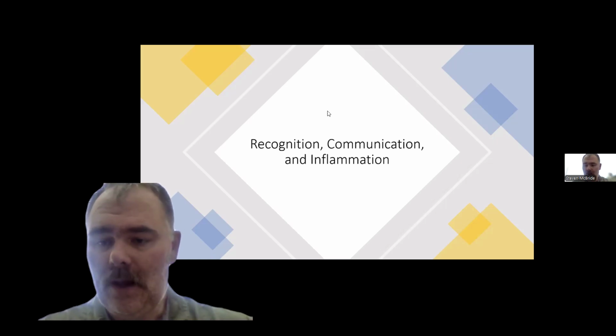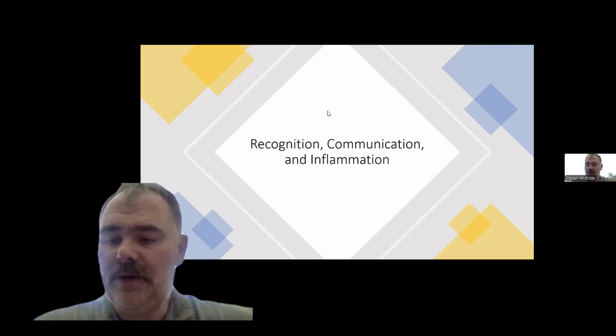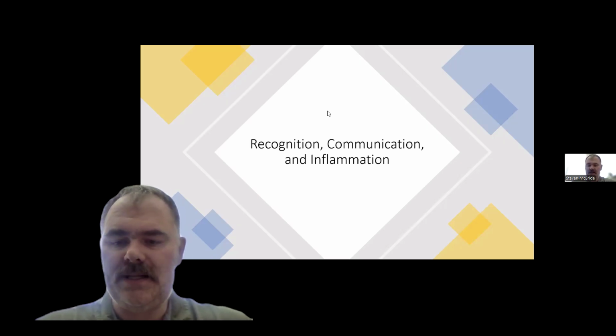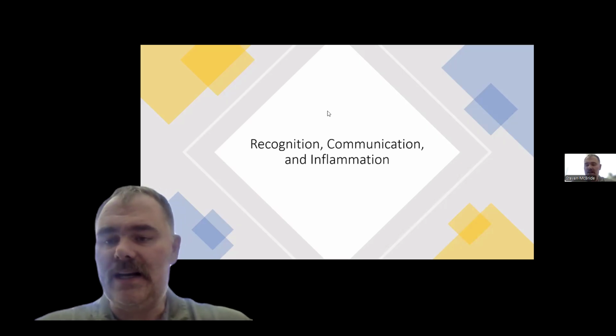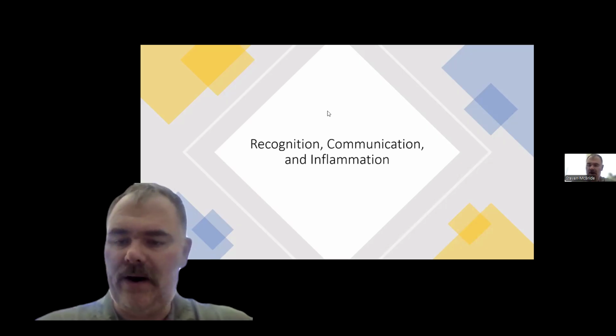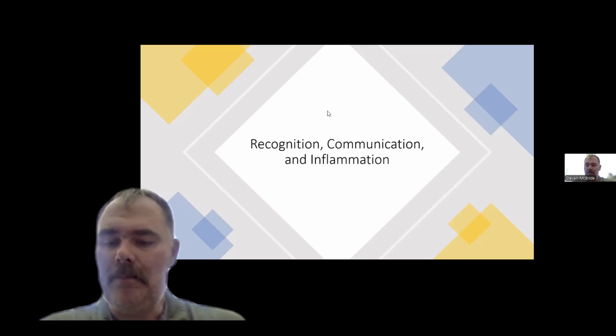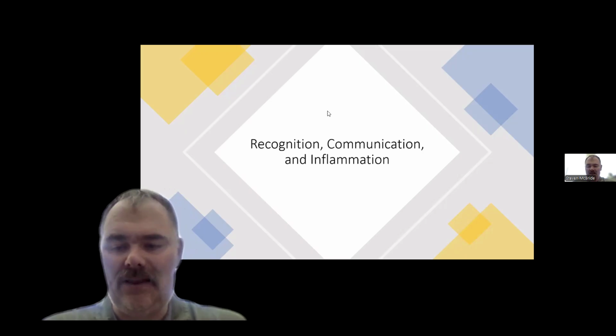Hello, everybody. In the previous lectures, we discussed the major cell types involved in innate immunity, as well as the physical and chemical barriers of innate immunity. However, the cells that we talked about face an important challenge. Before they can respond to an infection, they must first recognize that as a threat.